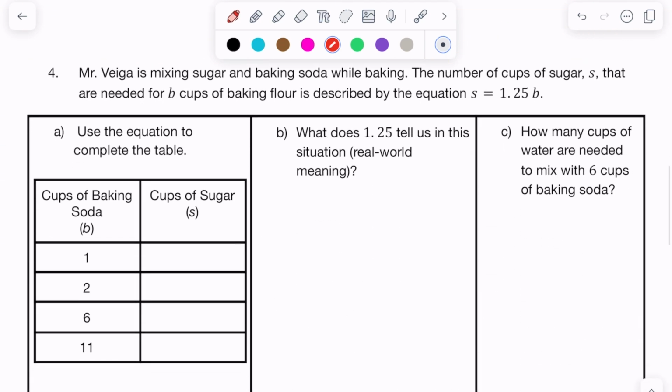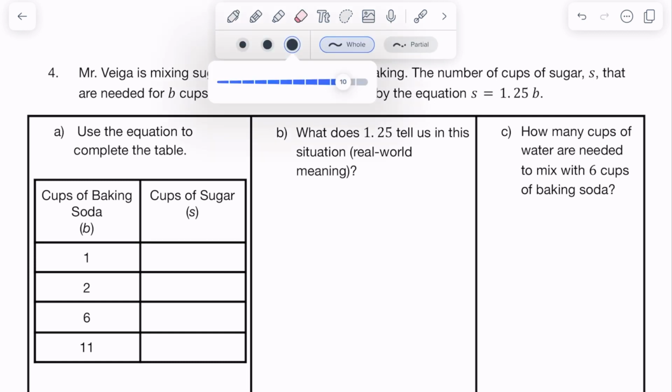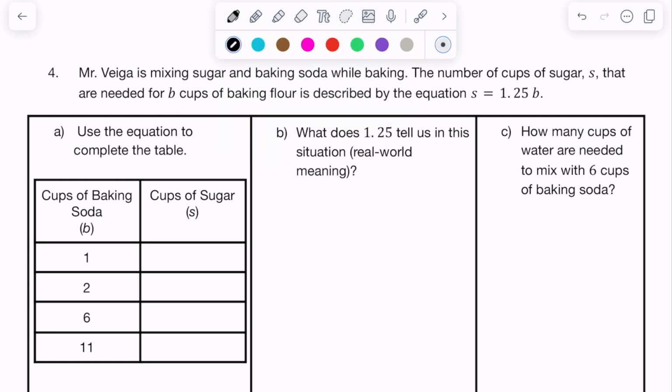Okay, question 4. Mr. Vega is mixing sugar and baking soda while baking. The number of cups of sugar, S, that are needed for B cups of baking flour is described by the equation S equals 1.25 times B. Okay, so we're going to use the equation to complete this table.